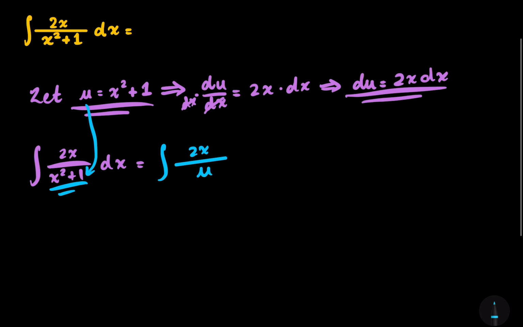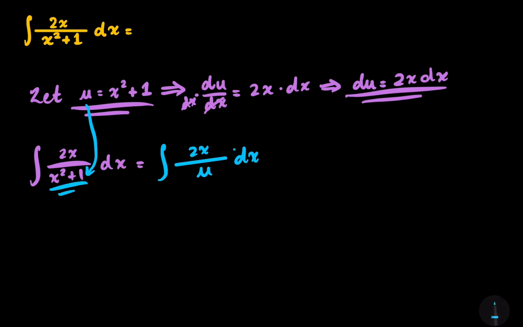Because u is equal to x squared plus 1, and then we can't forget the dx over there. But now we have two different variables. This is a little bit more complicated. So what can we do to further simplify this? Well, we have a 2x over here, and we also have a dx. So what can we do?